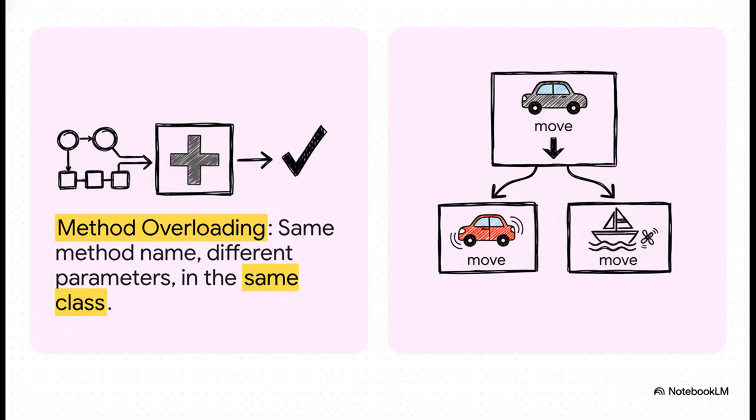On the right, we have method overriding. This happens with inheritance. A child class takes a method from its parent, but then it provides its own special version of it. So a general vehicle class might have a move method, but a car subclass will implement it by spinning its wheels, while a boat subclass will implement it by pushing through water. Same action, completely different behaviors.